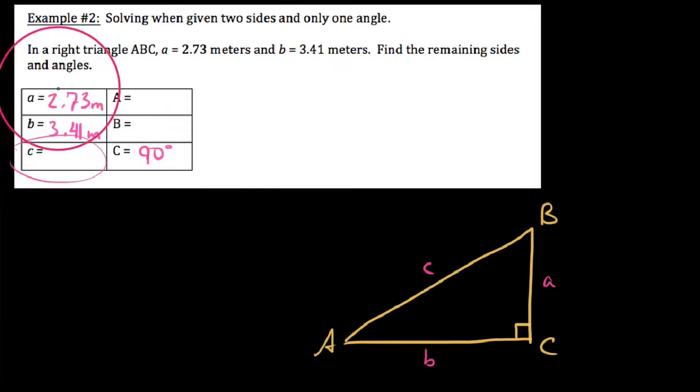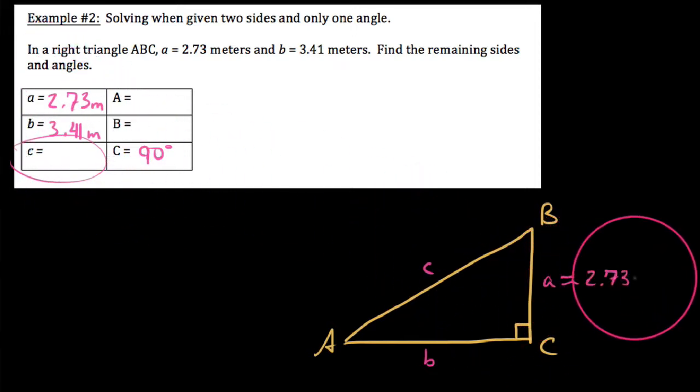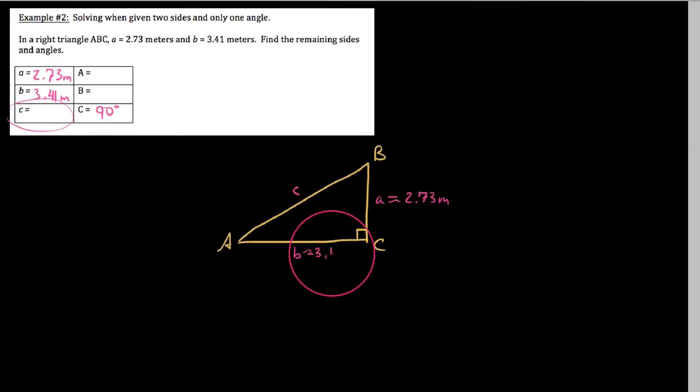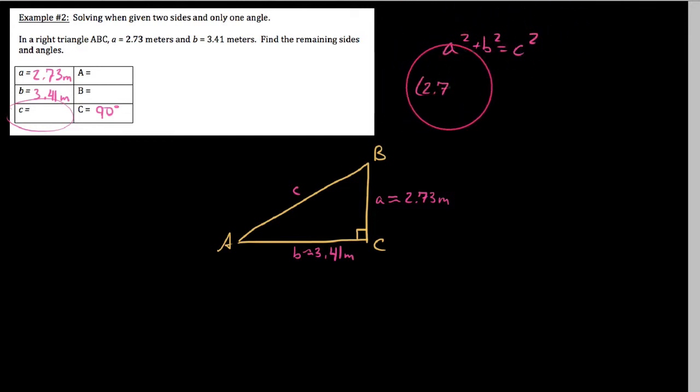In terms of writing down what we know, we could put 2.73 meters over here on our triangle, and we know that this is 3.41 meters over here. So how could we solve for c? One way to do this is to use the Pythagorean theorem. Since it's a right triangle, we have two side lengths. We can go ahead and put in our values for what we know and solve for what we don't know. So this is 3.41.